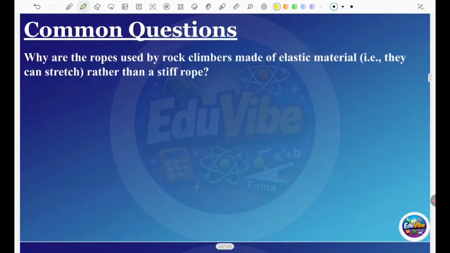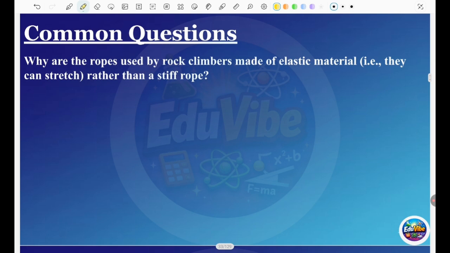We have some kind of common question which we get from here. Like, why are the ropes used by rock climbers made of elastic material? Why are they made of elastic material rather than a stiff rod? They can stretch, unlike a stiff rod. A stiff rod is not very good for that purpose because the elastic material has more stretch in it.